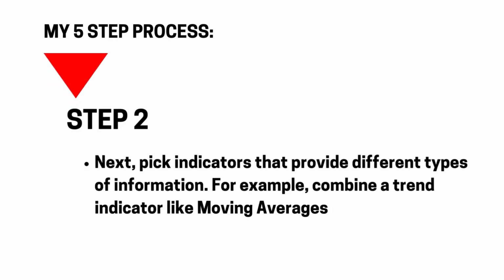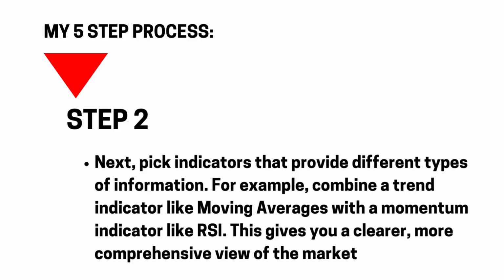Step 2 is picking indicators that provide different types of information. So for example, combining a trend indicator like moving averages with a momentum one like RSI gives you a clearer, more comprehensive view of the market. Remember that rule of collinearity.